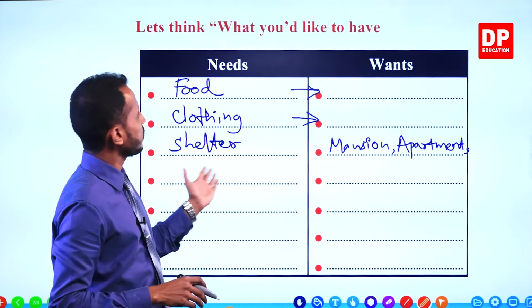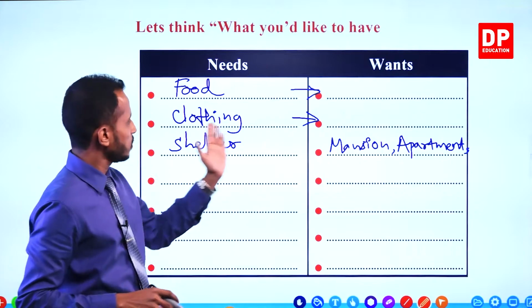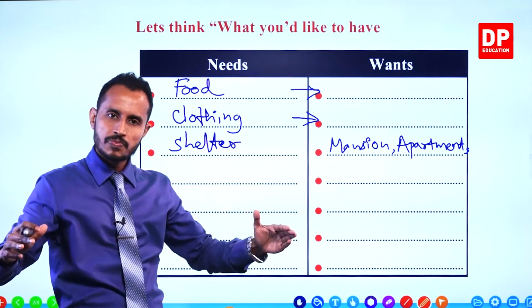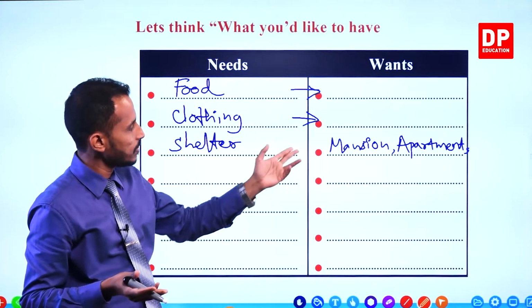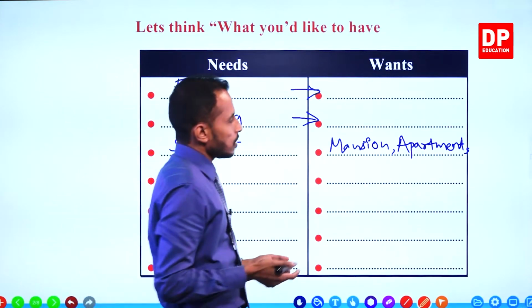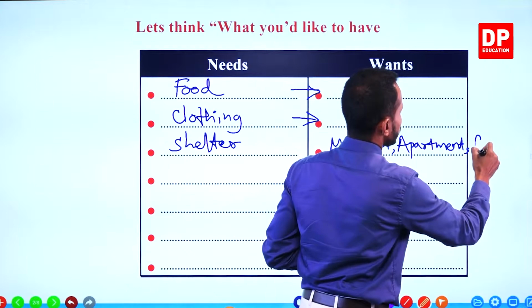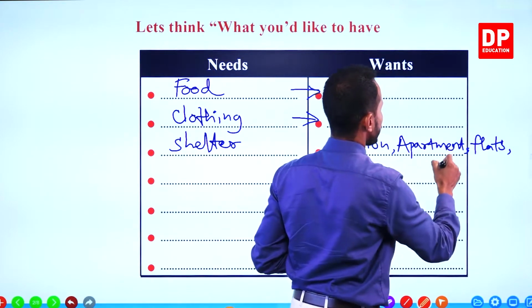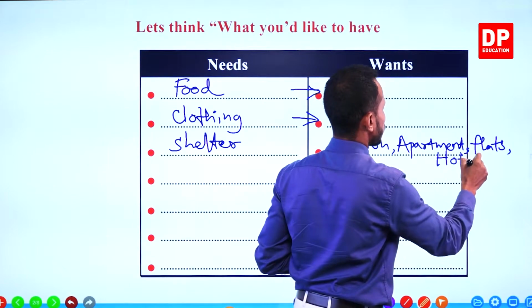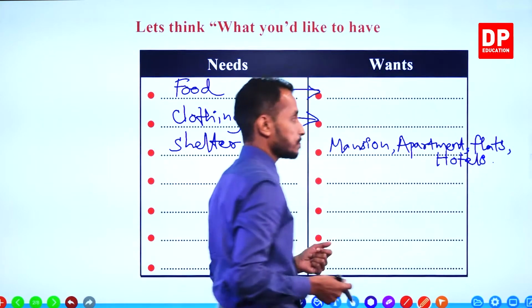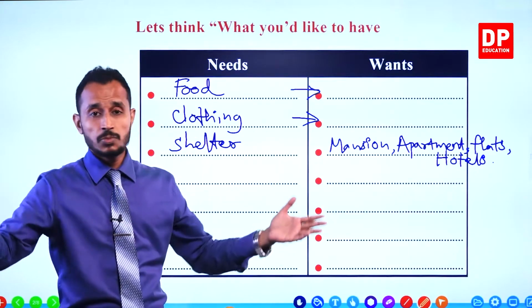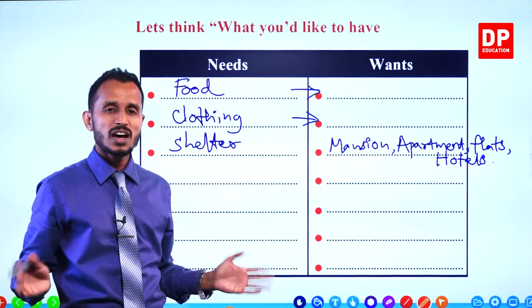What else do you have in mind? What do you want to satisfy your need of shelter? Mansions, apartments, flats. Some like hotels even. They like to live in hotels. Remember, children, we are talking about the entire human race. Wants are diversified.